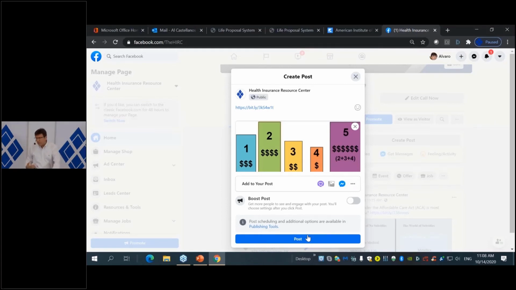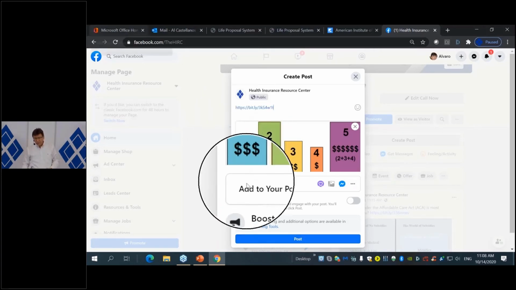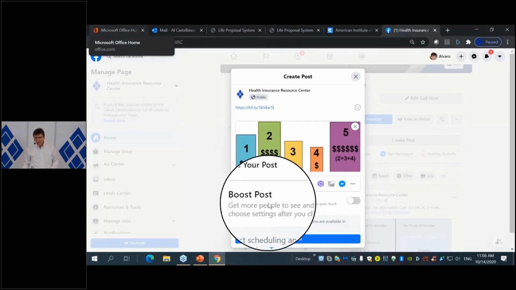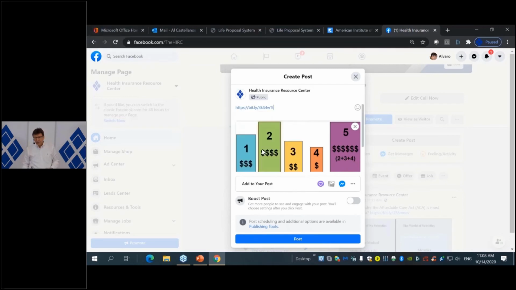Again, you could do a lot of different things here. You could add stuff to this, okay? You could connect to other places. You could hashtag different topics to it. You can do different things to it. You can boost the post. I might be boosting this post later. Okay, so I might think about spending some money with this concept to see how much it pulls. But again, that's not the important thing at this point.